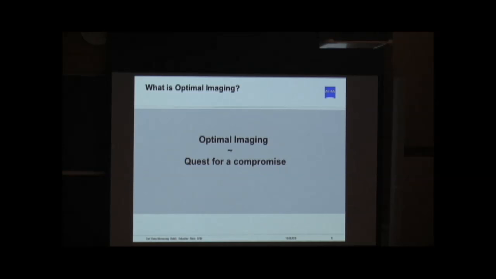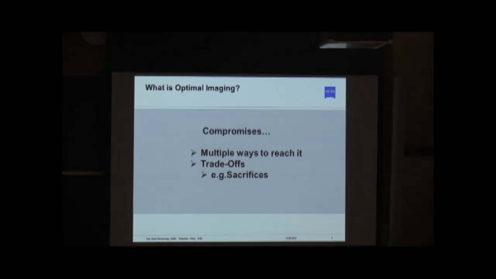And a compromise usually goes along with multiple ways to reach it. In German, we have the saying, viele Wege führen nach Rom. So there are many ways leading to Rome. I don't know a similar expression in English. However, if you have many ways reaching a target, there are always also trade-offs, meaning that there are some sacrifices. We will talk about these sacrifices in order to reach optimal imaging depending on your specific application.